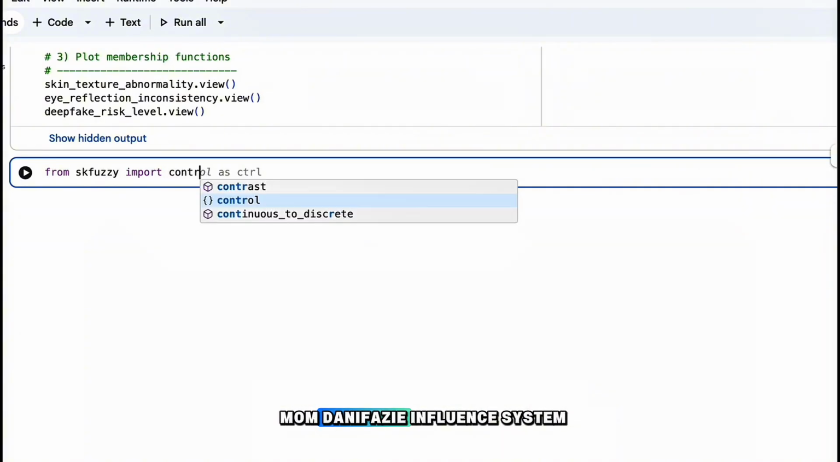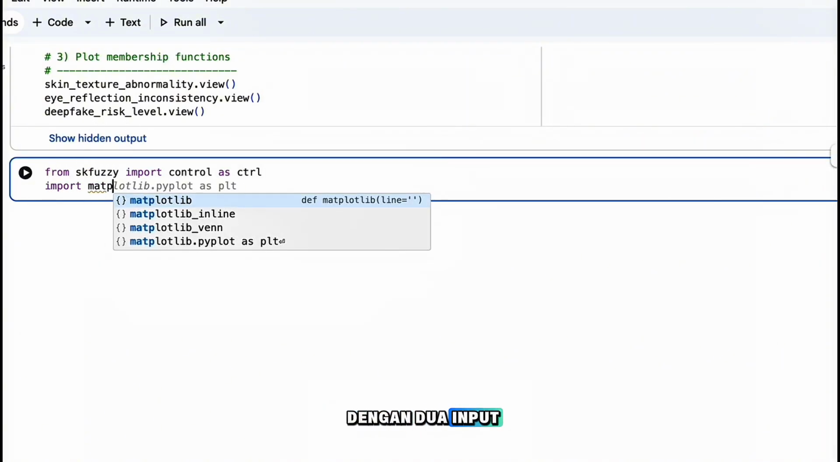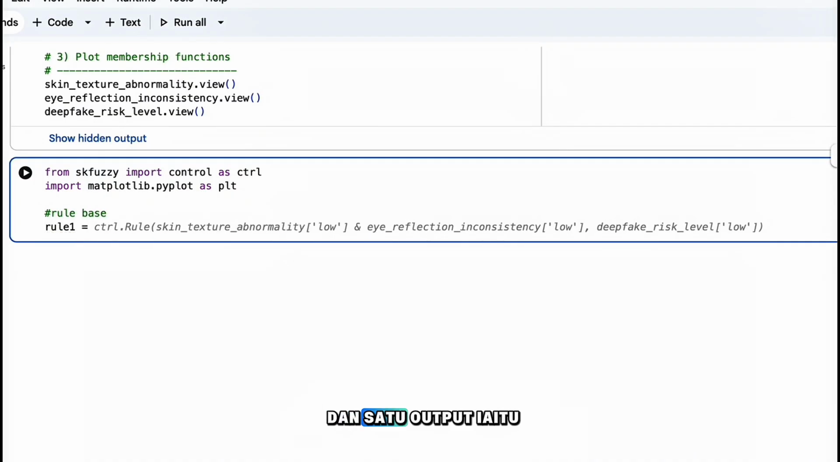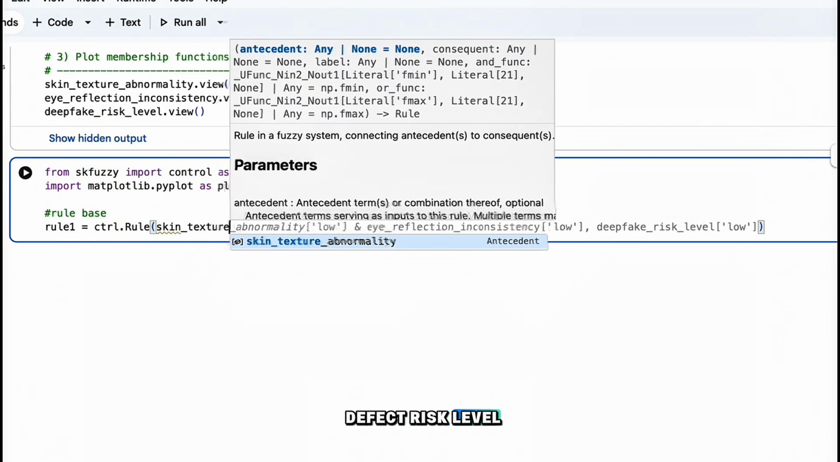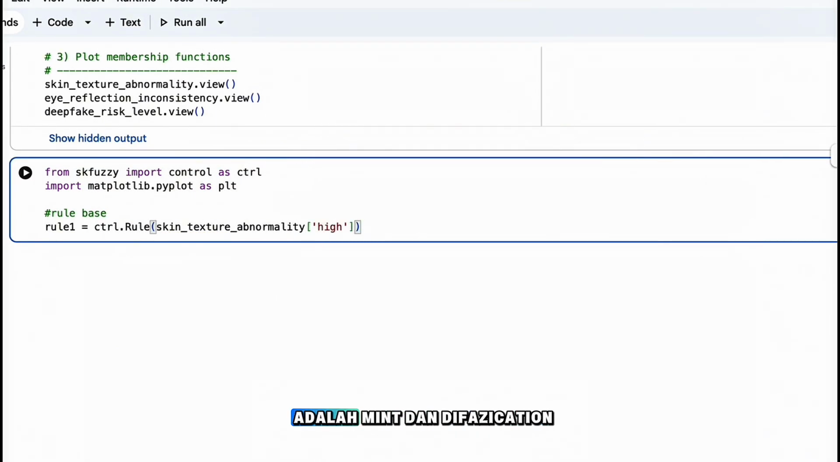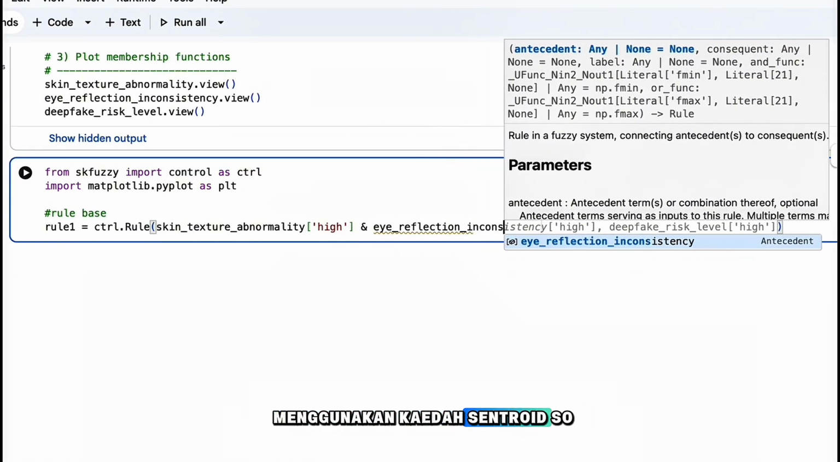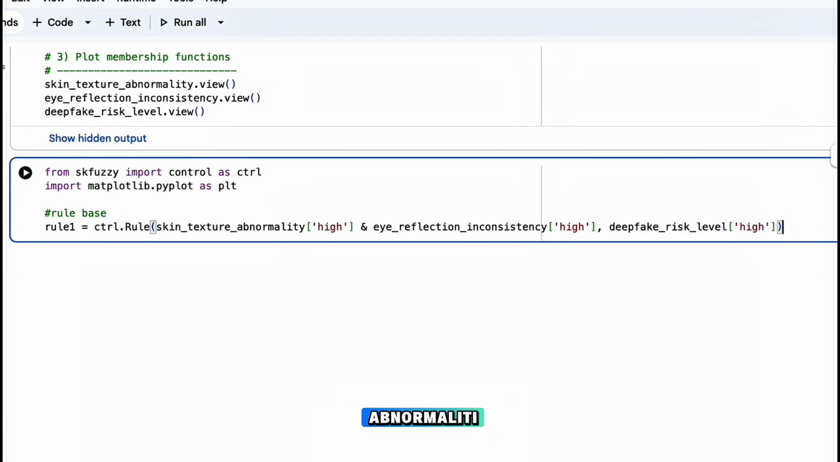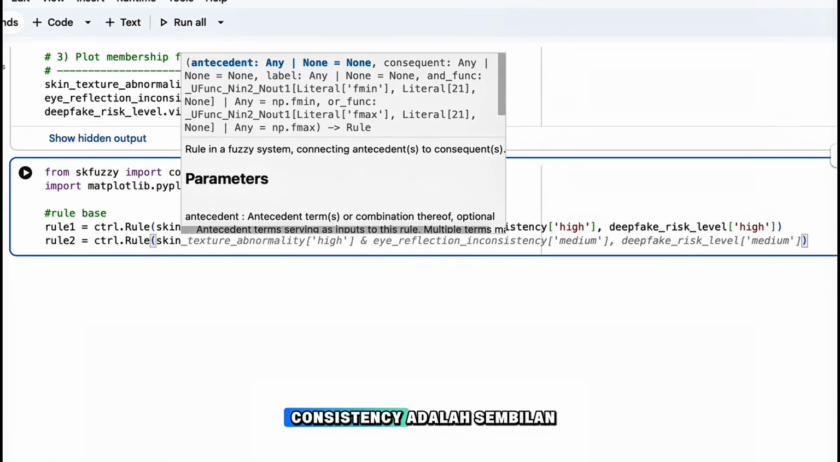Sistem ini menggunakan Mamdani Fuzzy Inference System dengan 2 input iaitu skin texture abnormality dan eye reflection inconsistency dan 1 output iaitu deepfake risk level. Operator AND yang digunakan adalah min dan defuzzification menggunakan kaedah centroid. So untuk test case 1, input ialah skin texture abnormality adalah 8 dan eye reflection inconsistency adalah 9.